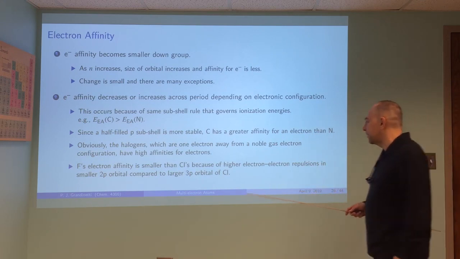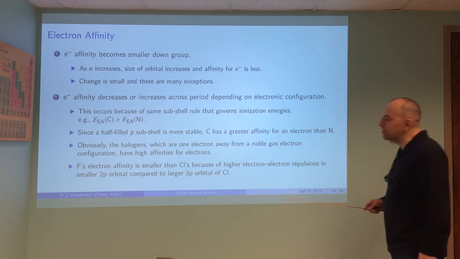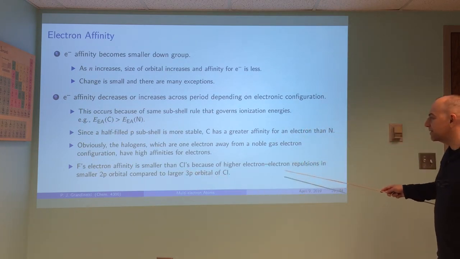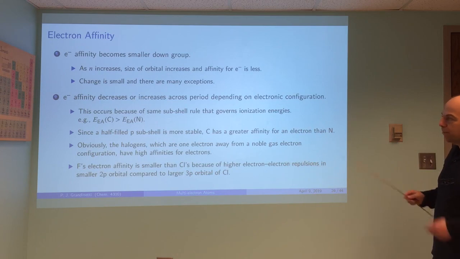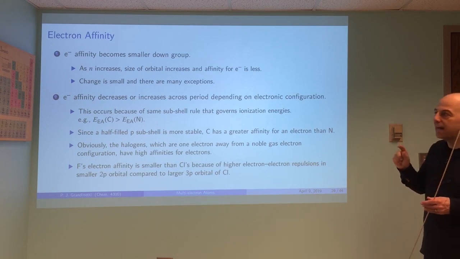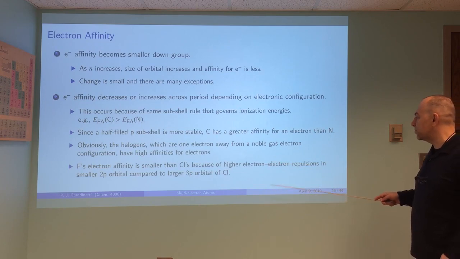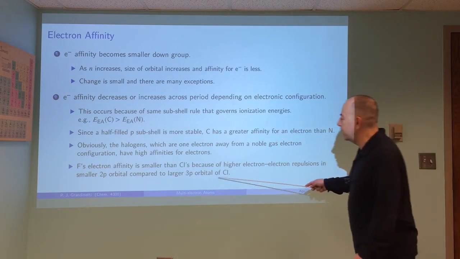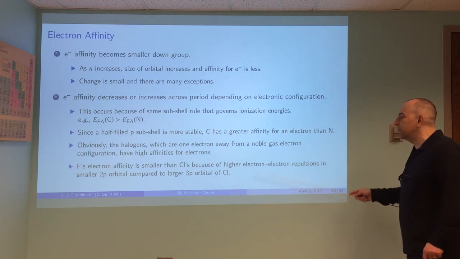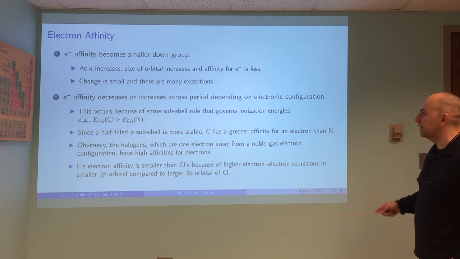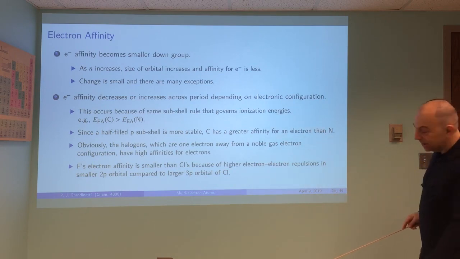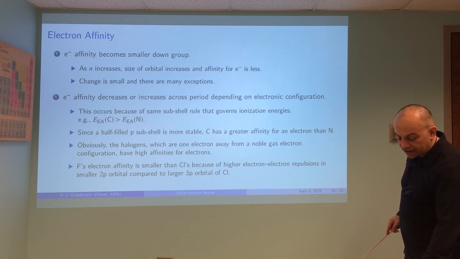There's a little glitch with fluorine, which is kind of interesting. It's probably also the same reason why HF is a weak acid while HCl is a strong acid: there's a lot of electron repulsion in fluorine compared to chlorine, and that makes it a little misbehaving in the trends for the halogens.